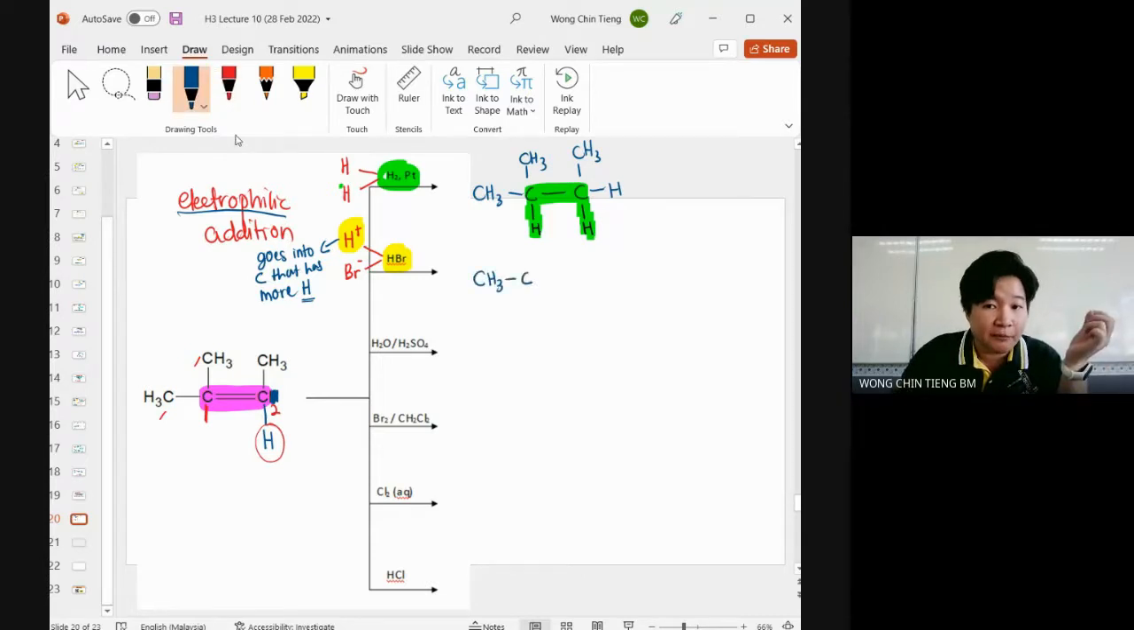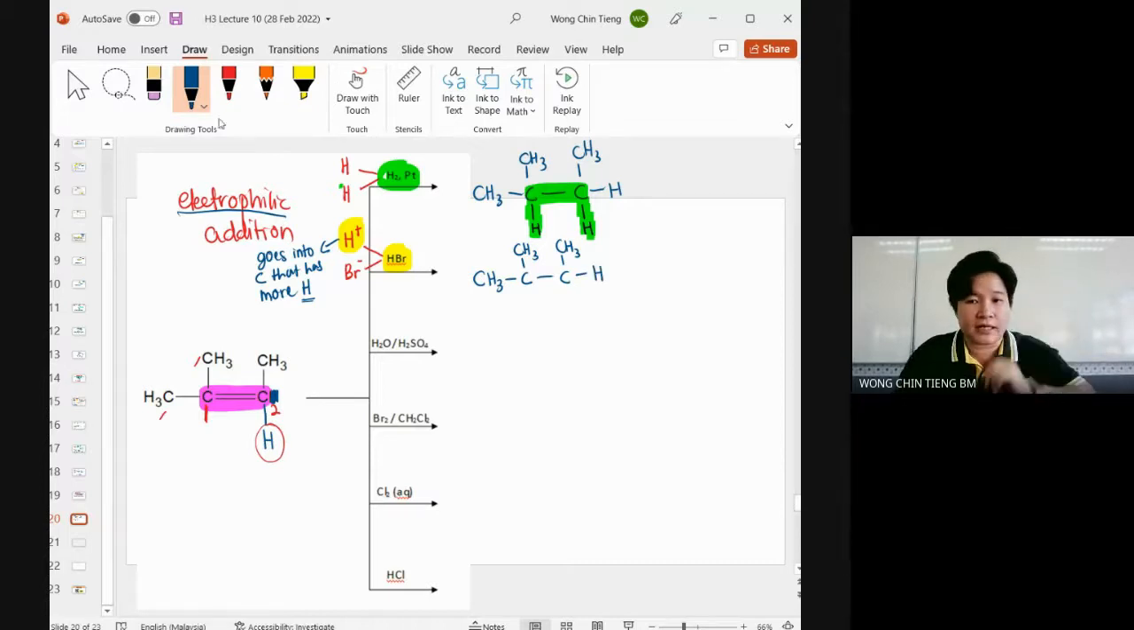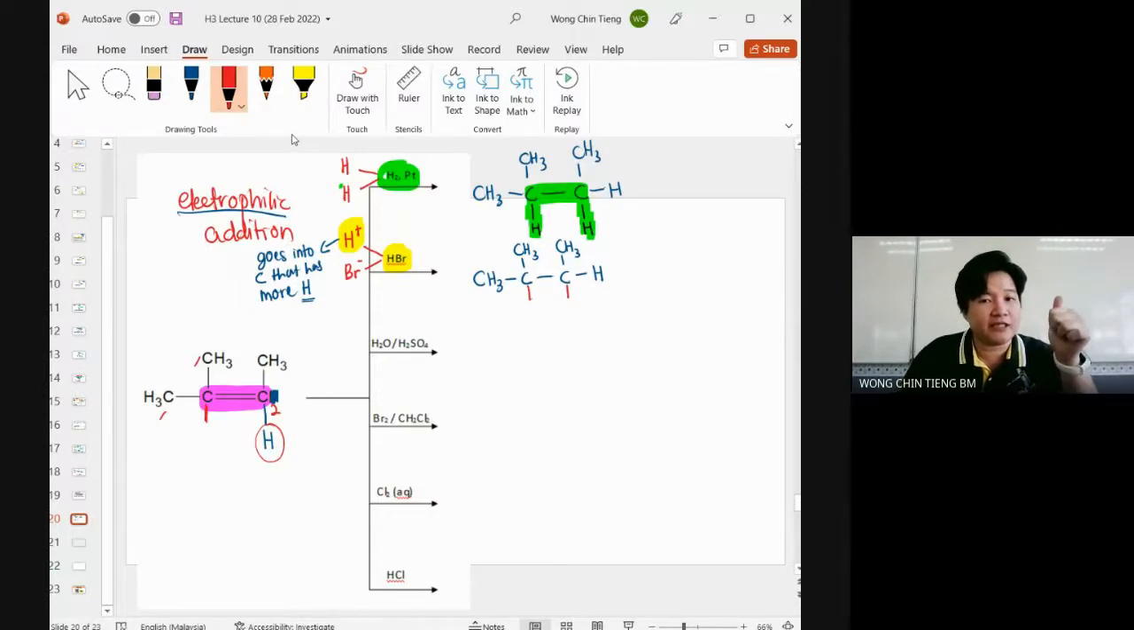Saya tak tahu berapa kali saya nak ulang, benda ni tak berubah, kita kekal dan dia takkan berubah. Duduk diam-diam. H kekal, duduk diam-diam. Yang akan bertambah hanya 2 orang ni. So 2 orang ni akan dapat apa? Akan dapat H dengan Br. Tapi tak boleh letak suka hati. Siapa letak kat mana akan bergantung pada siapa pegang banyak H. Carbon yang pegang banyak H akan dapat electrophile. Carbon yang sikit H akan dapat Br. That is how we look at it.